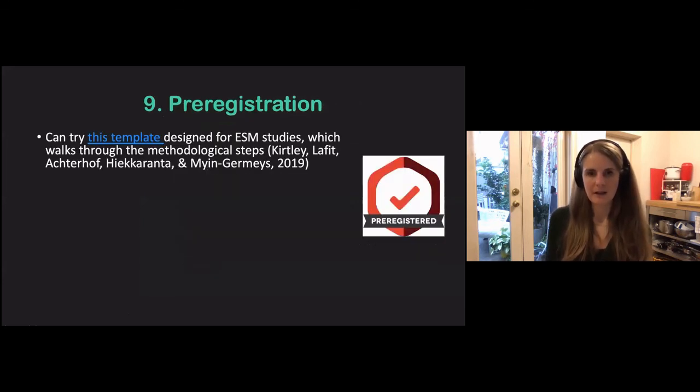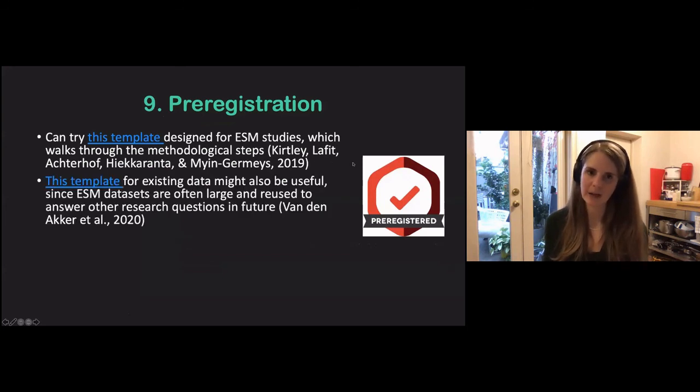So the last little bit I'm going to talk about here is pre-registration. There is now finally a template for ESM studies, because if you've ever tried to use AsPredicted or something for an ESM study, it doesn't work out super well for you. And this is really nice if you're doing your very first study, because it walks you through these methodological steps and asks you about the decisions you've made at every single point. So I would recommend having a look at it, even if you're not pre-registering.